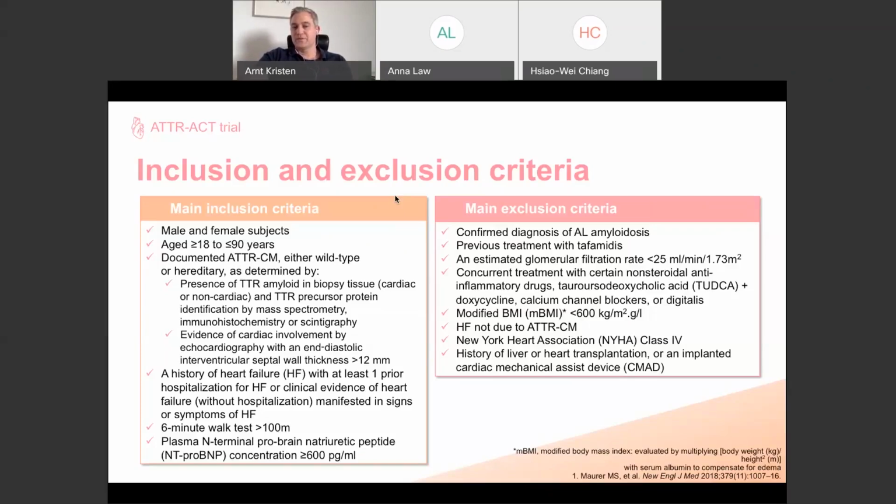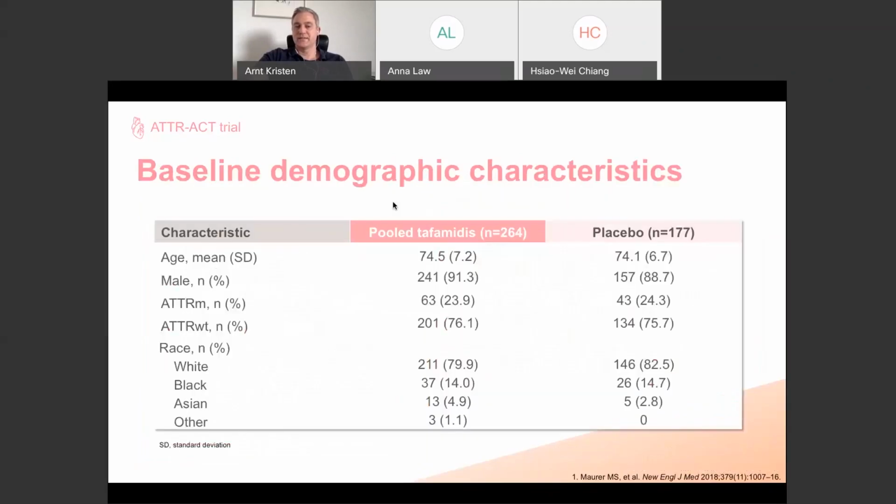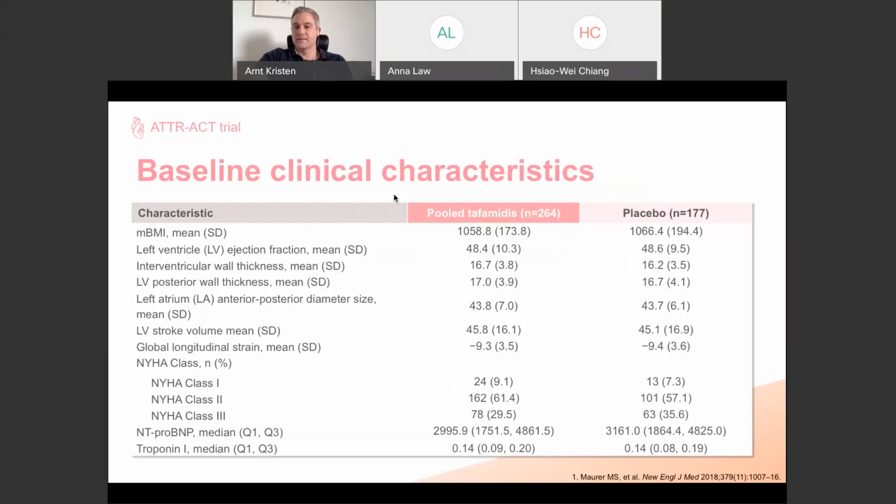Both groups, the tafamidis group and the placebo cohort, were very well matched regarding clinical characteristics, echo parameters, the severity of heart failure according to the NYHA class, and cardiac biomarkers, NT-proBNP and troponin I, which are given here in this table. So let's have a look at the results.